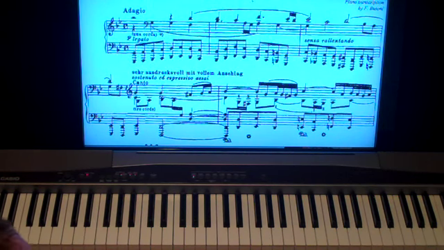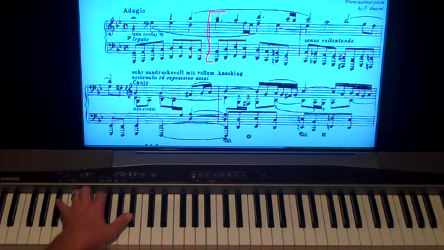Let's go to the second measure. And we'll try this one now. Let's look at the left hand. We start on a B flat on that first octave. And then we're going to skip up to D.